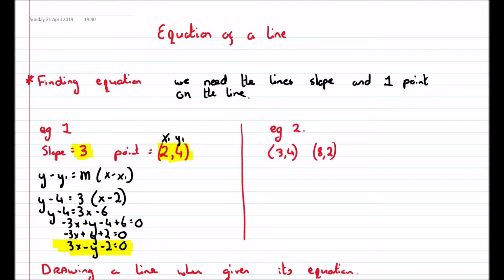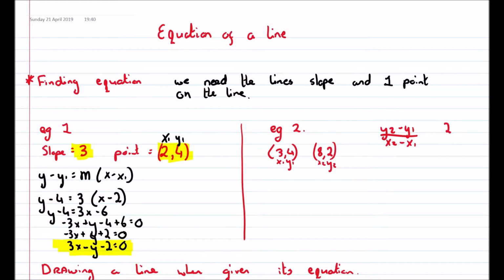Another example. Remember I said you need the slope of a line and a point in order to get the equation. Sometimes they'll give you 2 points, but we can still work with that, because if I have 2 points, I can always find the slope. And remember, slope is y2 minus y1 over x2 minus x1, and we'll label these x1 y1, x2 y2.